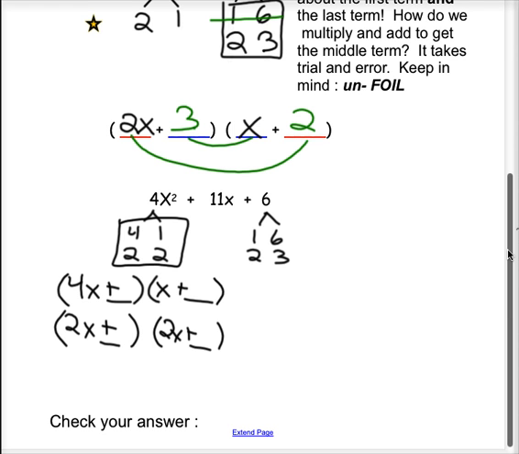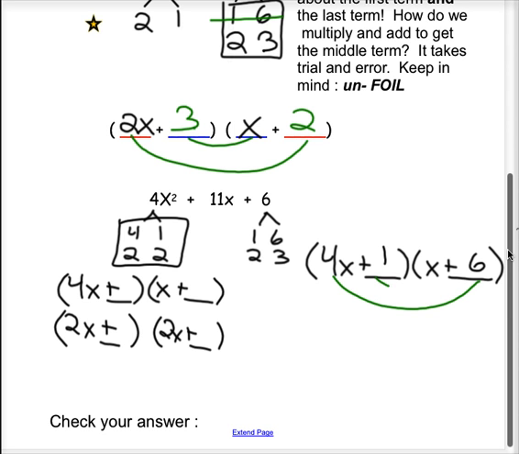So what I mean by that is I'm going to start with 4x, oh, I'm sorry, x plus a number. I'm going to begin with that general structure, see how it goes. So I'm going to plug in the 1 and the 6. And again, we're looking for those green line connections. That is how that middle 11x is going to be created.